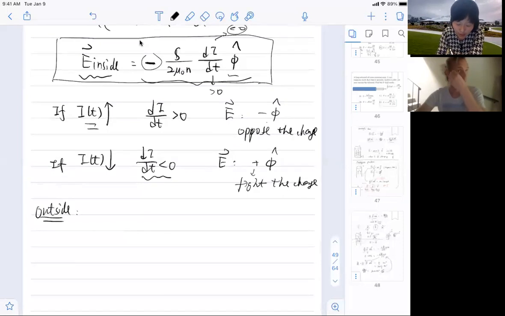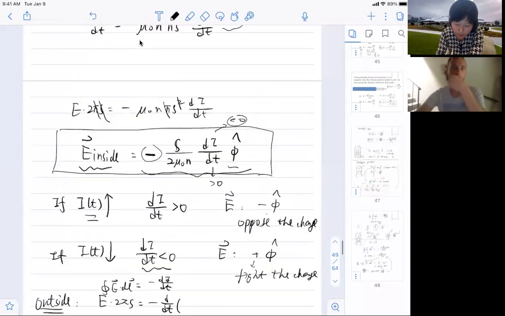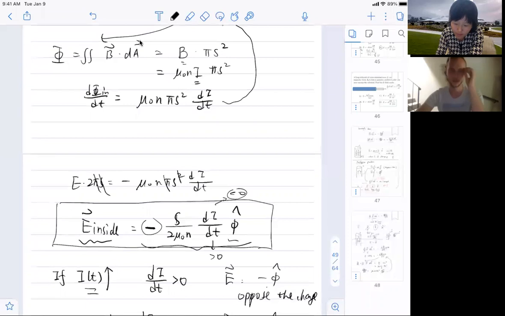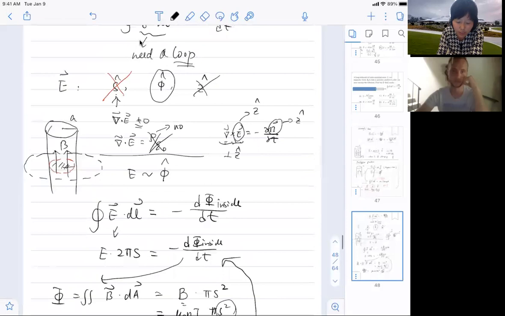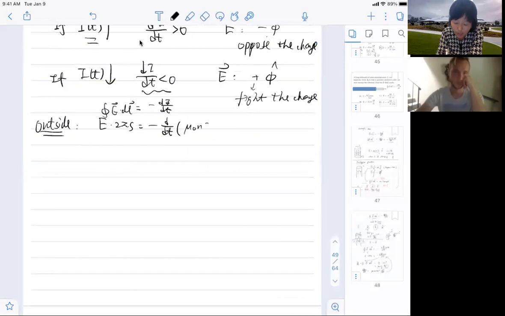Let's do the outside. ∮E·dl equals negative dΦ/dt, with 2πs on the left, and d/dt of the flux. My flux before is this guy, but you can see that the most flux I can enclose is when s goes to a, because beyond that you don't have any B field. The B field is contained within here. So even if you go to a bigger loop, you only have flux here, but not in this gap because there's no B field. So I can do μ₀nI times πa² instead of πs². That's the maximum flux I can have. I'm enclosing everything I have.